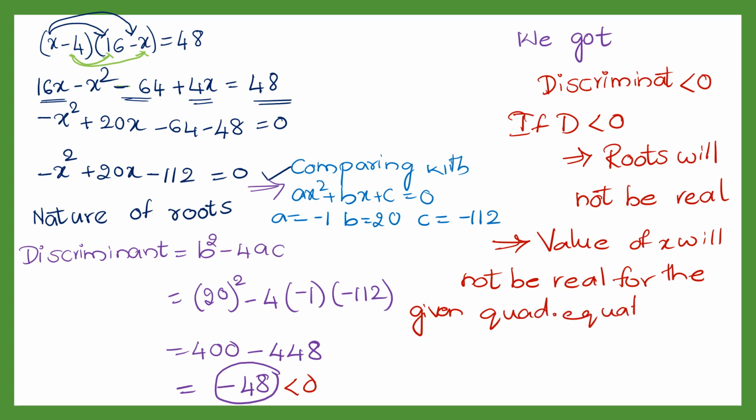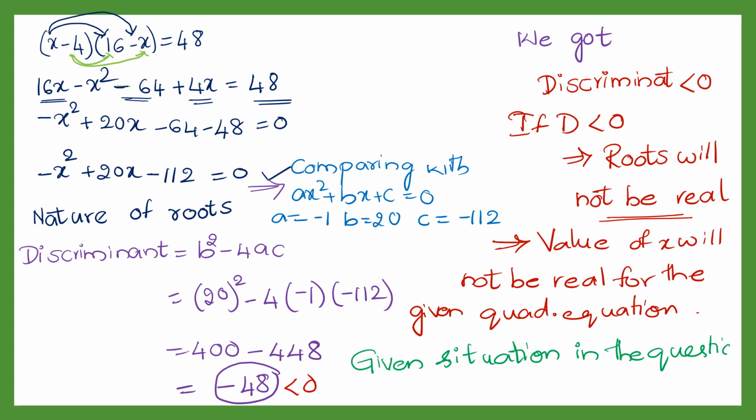What is x here? x is the age of the friend. Age will not be a negative number or an imaginary number. Age will always be a positive number. But we did not get a real number. We got that roots will not be real. So the given situation in the question is not possible.